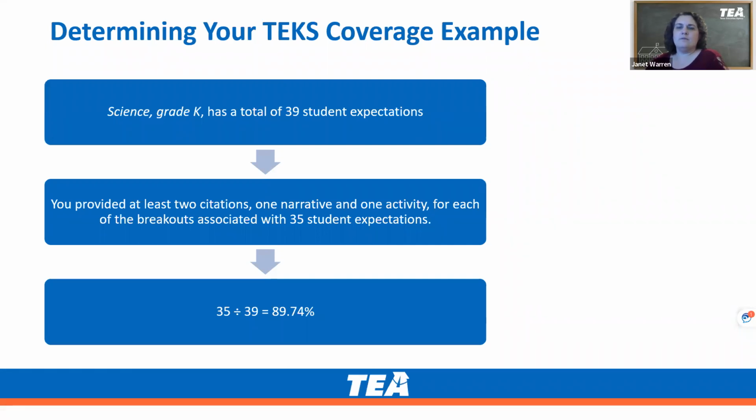So I'm going to go through an example here. This one is for kindergarten science. It has a total of 39 student expectations. Let's say you provided at least 2 citations, 1 narrative and 1 activity for 35 of the student expectations. Then you would divide your provided SEs, which would be 35, by the total number of SEs, which would be 39, and you'd get a TEKS percentage of 89.74%.